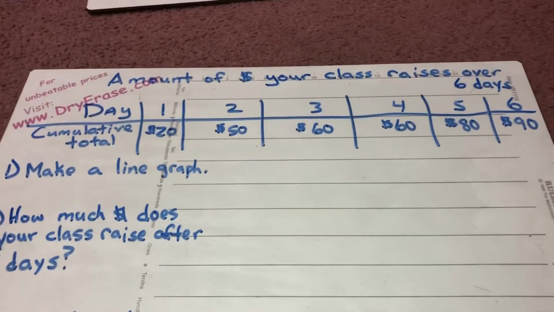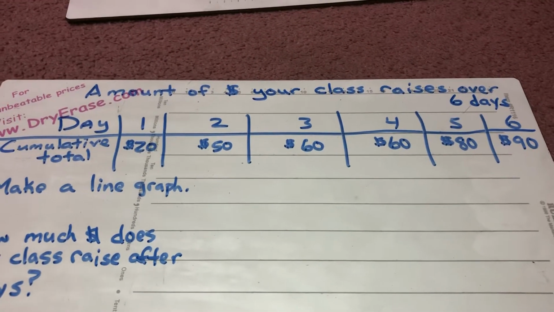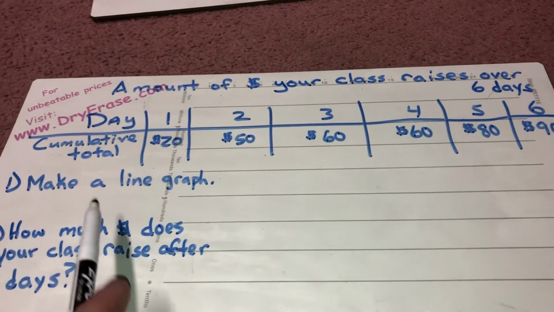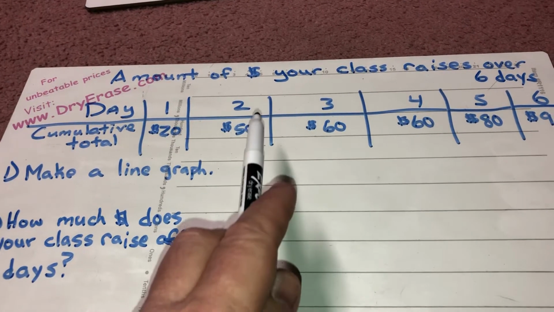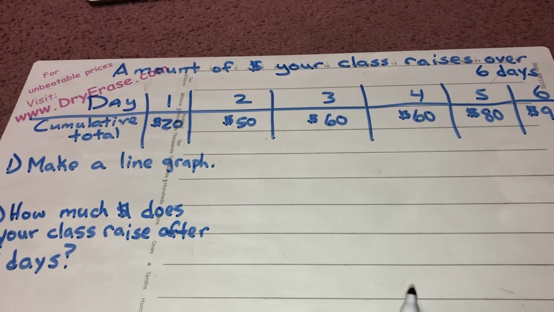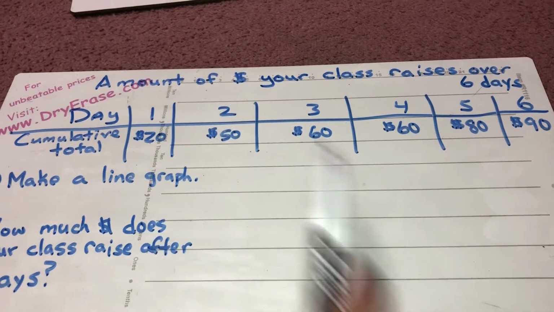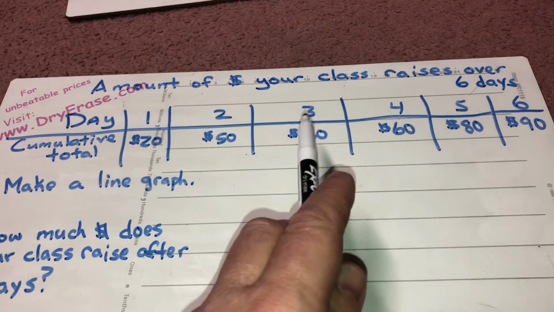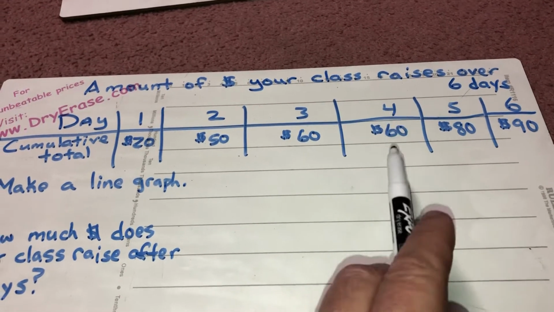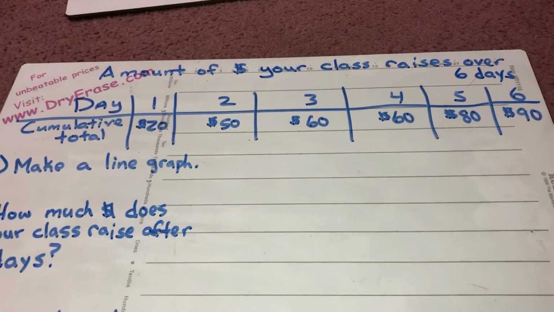So our first table here is amount of money your class raises over 6 days. So your class was doing some sort of fundraiser. After day 1, you had collected $20, and it's a cumulative total. So this doesn't mean on day 2 your class raised $50. This just means that after day 2 you had a total of $50. After day 3 you had a total of $60. After day 4 you still had a total of $60. So your class didn't raise anything on day 4.